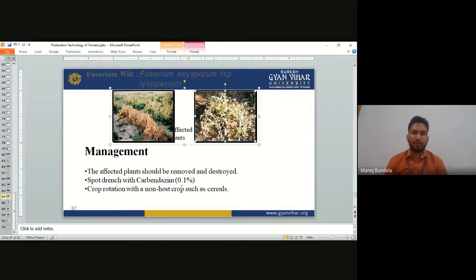Management: the affected plants will be removed and destroyed first. Spot drench with carbendazim, or do crop rotation with non-host crops. We can use crop rotation, or we can use carbendazim to control the Fusarium wilt.